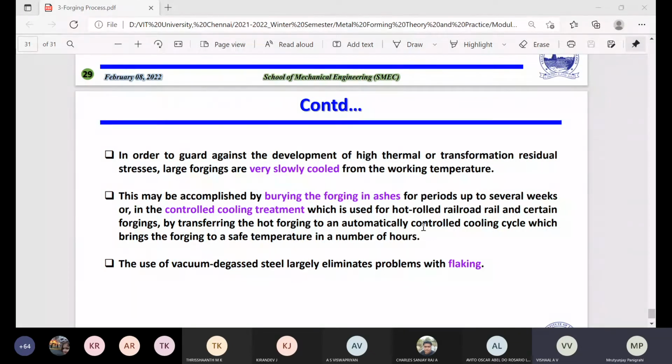Also you have to think about the cooling cycle, which brings the forging to a safe temperature in a number of hours. Sometimes we do not have patience, so every time I am telling you that you should have patience. Do not think that maybe within 1 hour I will finish it and then just go. You have to think very carefully, otherwise the company will lose many things because the customer demands the product. If you cannot prepare it, this is a waste of money. And the use of vacuum degassing largely eliminates the problem with flakes.